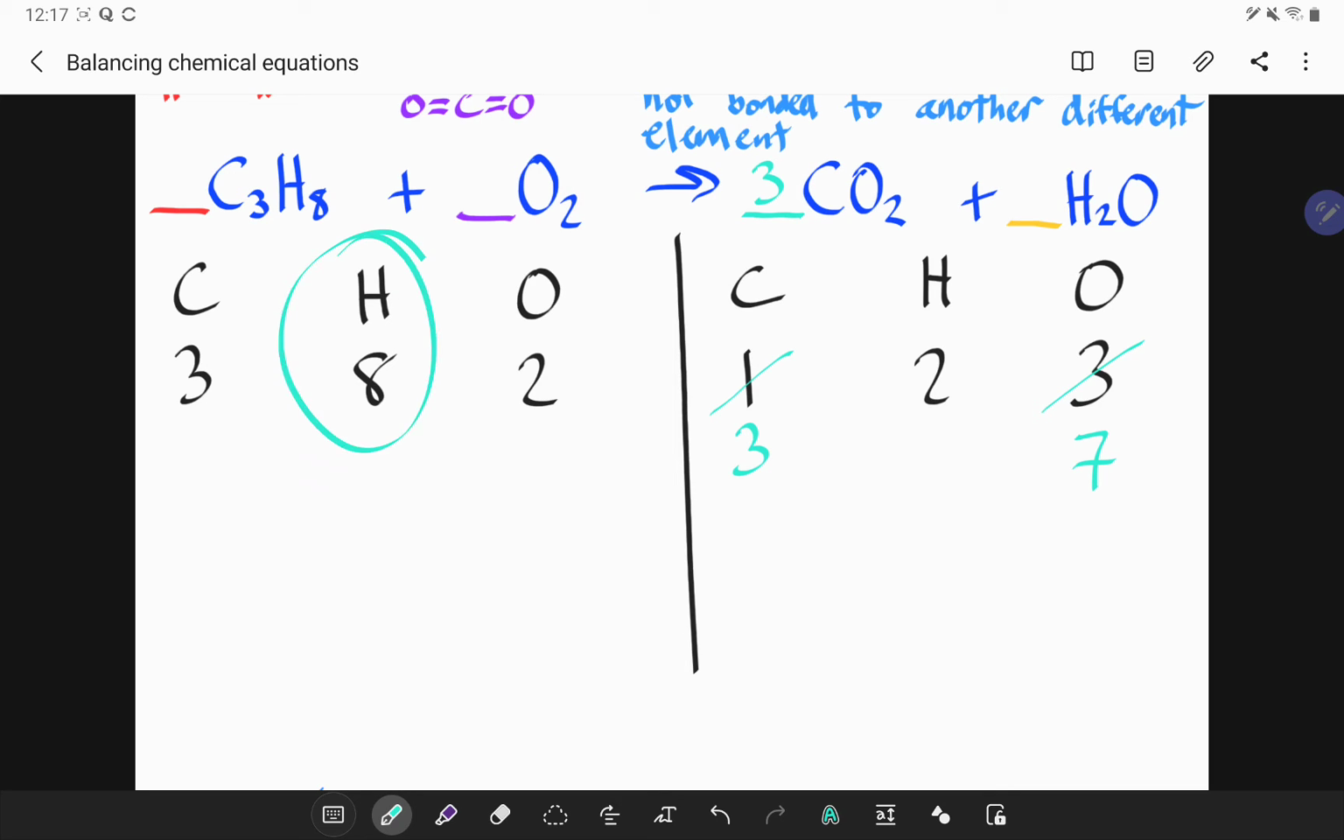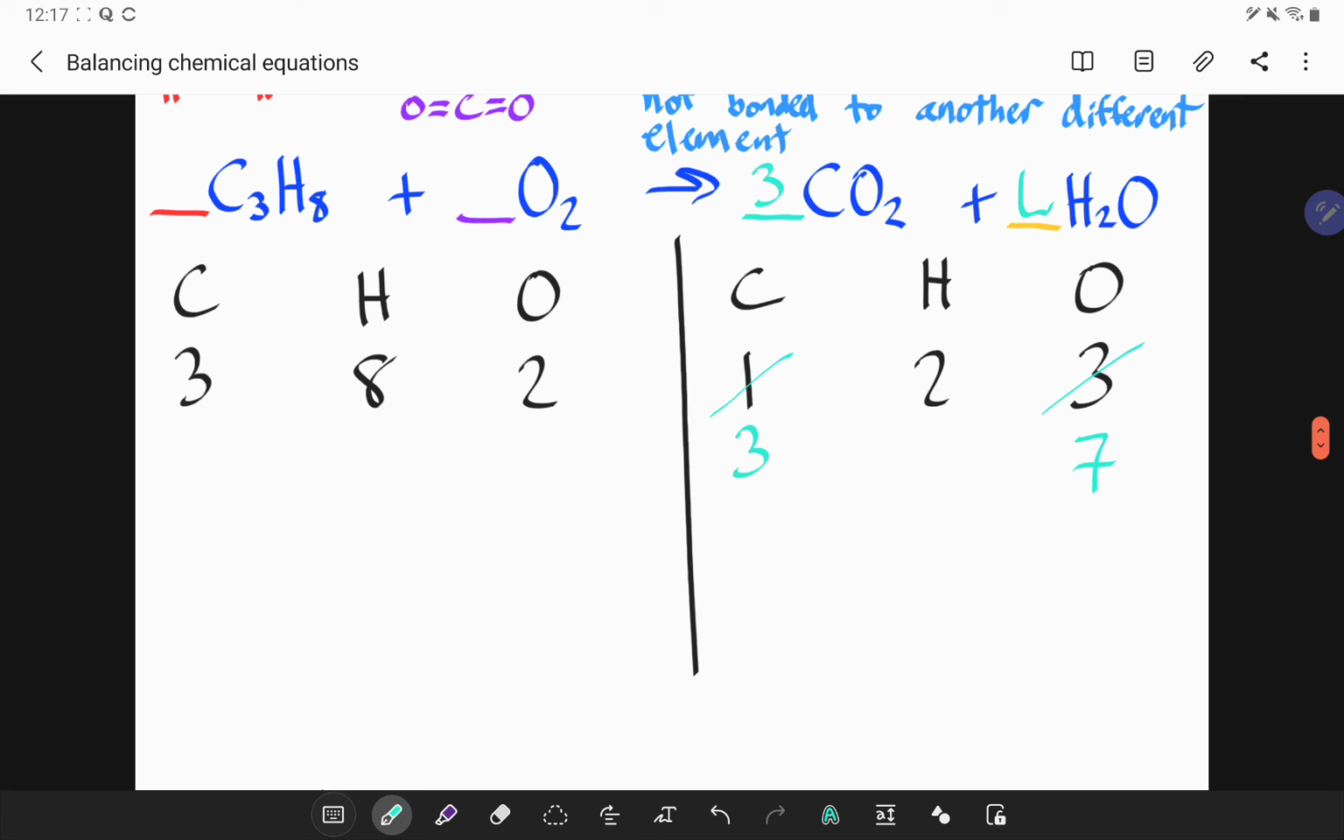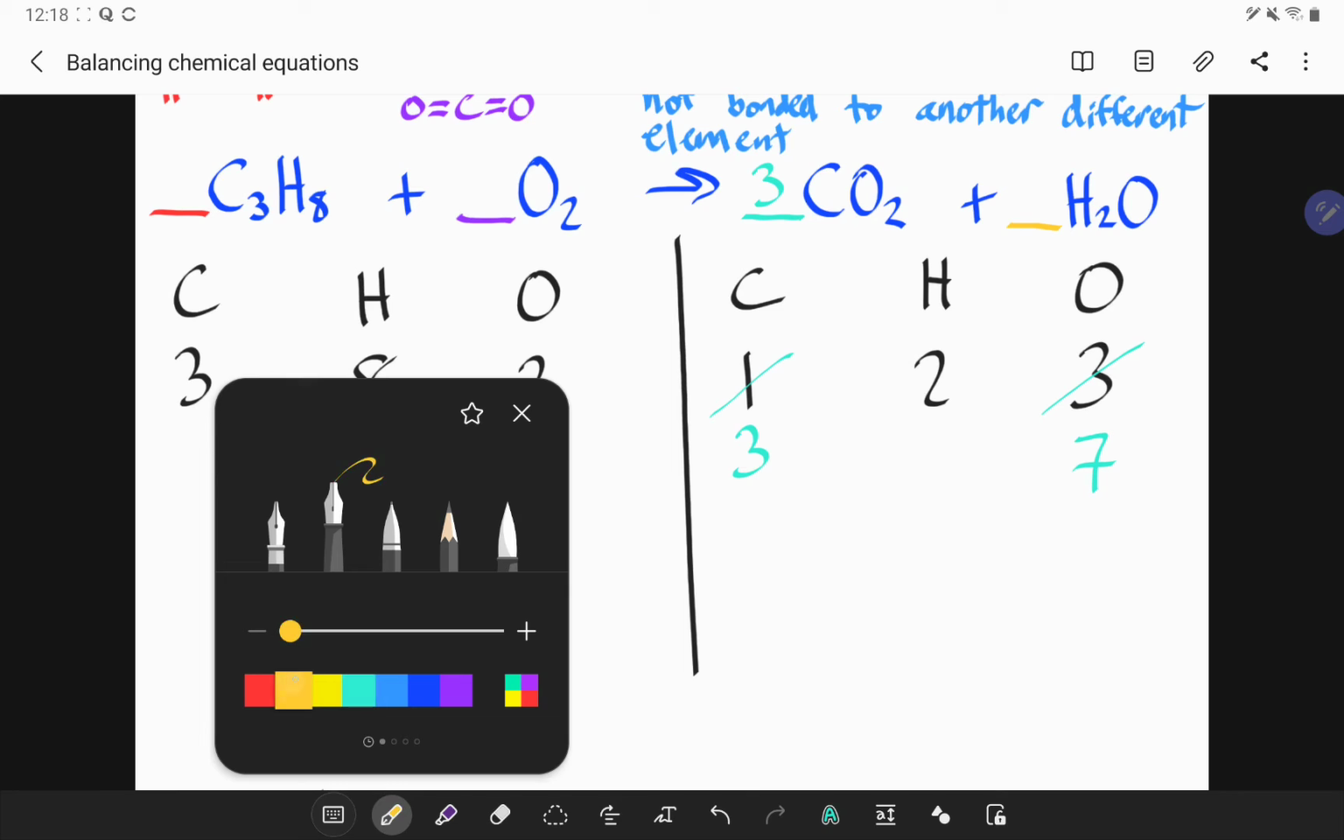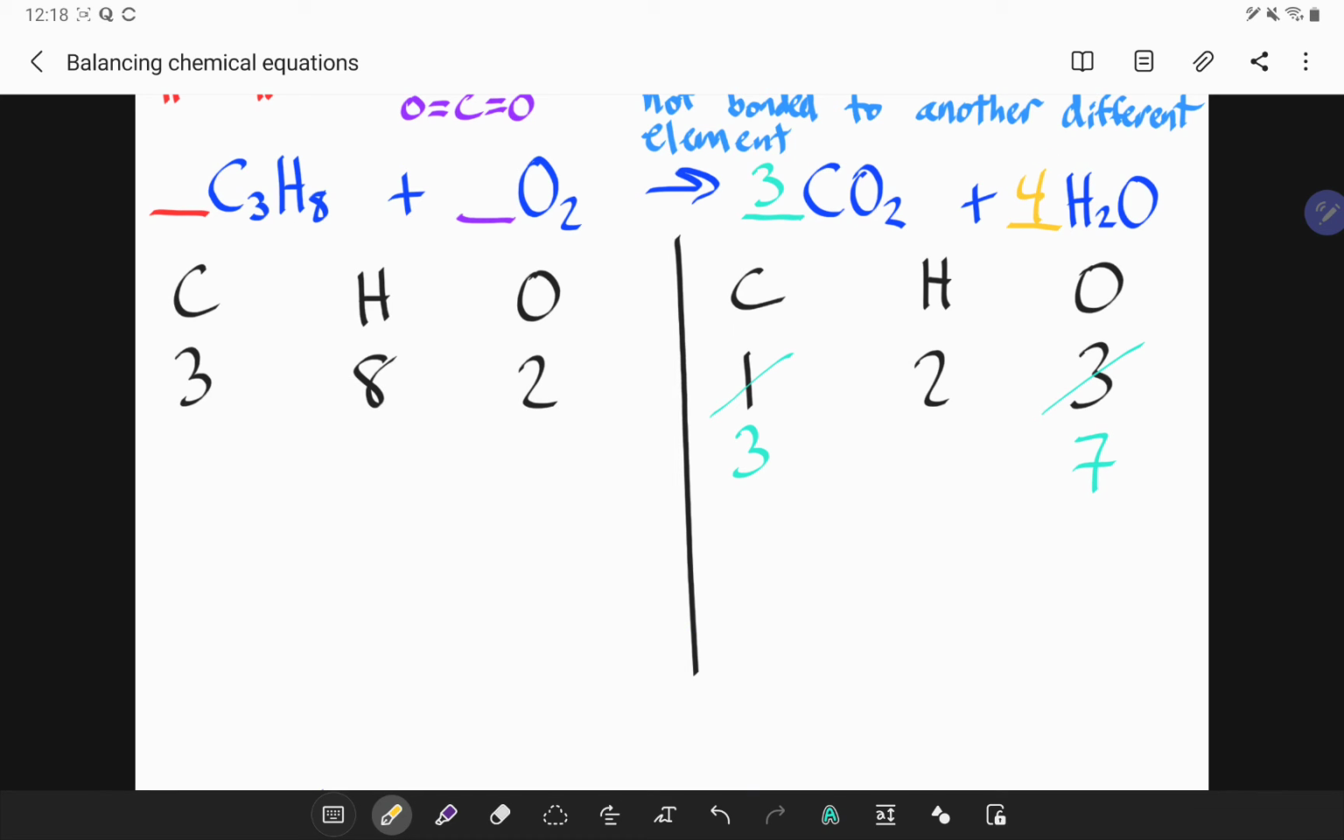So I have 8 hydrogens on the left side of the equation, but only 2 on the right side. So I need to add hydrogens to the right side of the equation by inserting a number right here. So what number should I insert right here? What times 2 equals 8? Well, I know that 4 times 2 equals 8. So I'll put a 4 there.